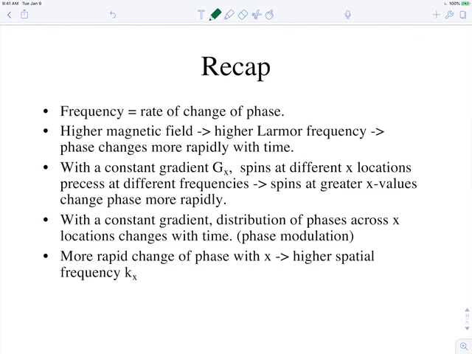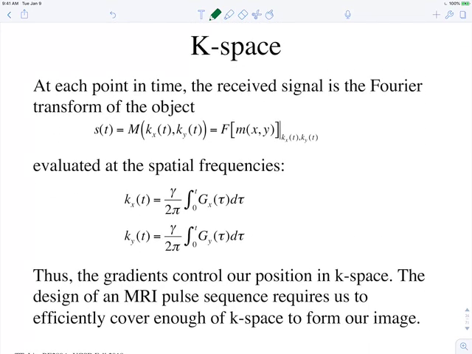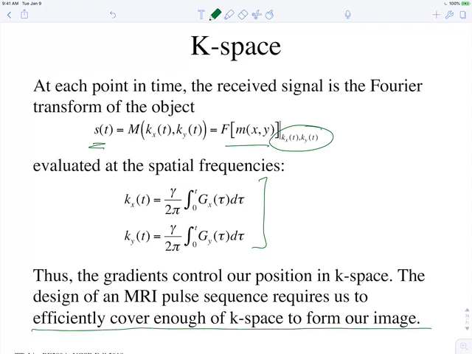So that's the recap. The main point is that the spins always spin at the frequency determined by the local field, and using gradients, we can control that. At each point, the signal we get is simply the Fourier transform of my object at some value of kx and ky, and we control that with our gradients. The trick of MR is how do we design our gradients so we efficiently cover enough of k-space to form our image. We'll talk a little bit about how we go through k-space today, and next Monday we'll talk about the requirements, how far out in k-space we need to go.